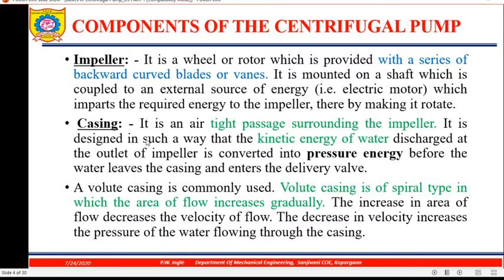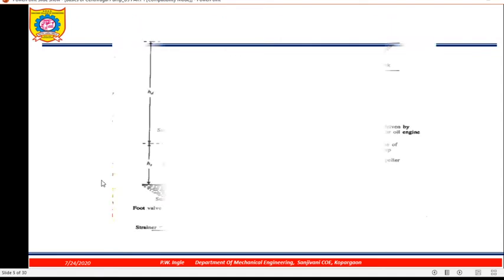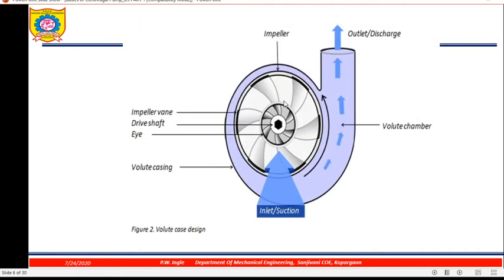So we have discussed the components of pump, that is impeller and casing. This is again the sketch of centrifugal pump. So this is impeller. At the end of impeller you are getting kinetic energy, and this kinetic energy will be converted to pressure energy. Then impeller vanes 1, 2, 3, 4, 5, 6. This is suction, volute casing. This is volute chamber, outlet.